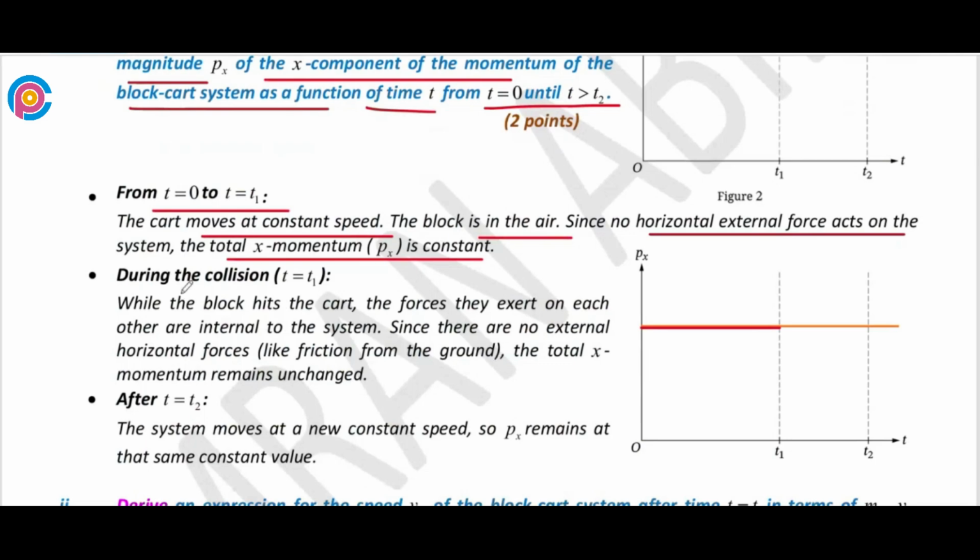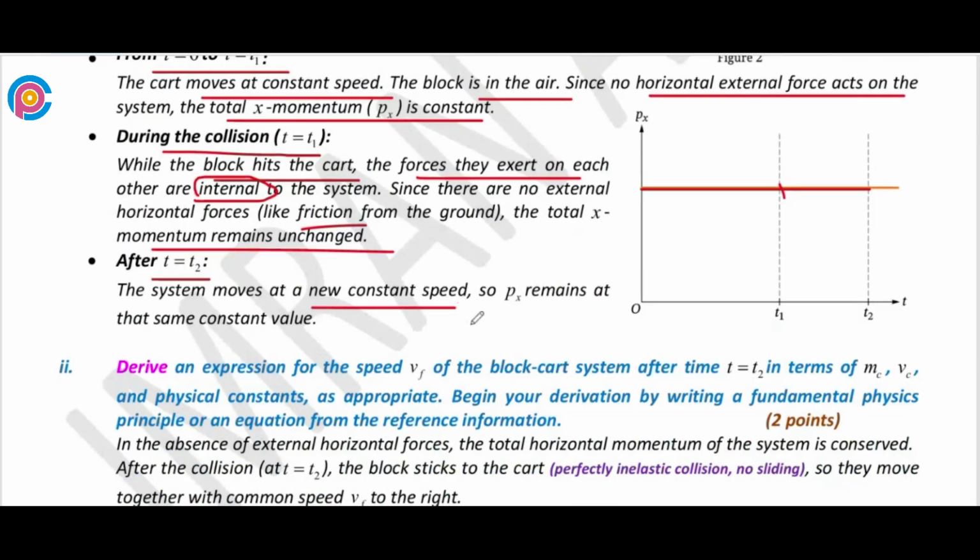So we have drawn the x component from t0 to t1 as a horizontal line. At time t equal to t1, the block hits the cart. Forces exerted on each other are internal forces. There is no external horizontal force like friction from the ground, so the x component of the system remains constant through the collision. After t2, the system moves at a new constant speed, and px still remains the same value. So for times greater than t2 the value remains the same.